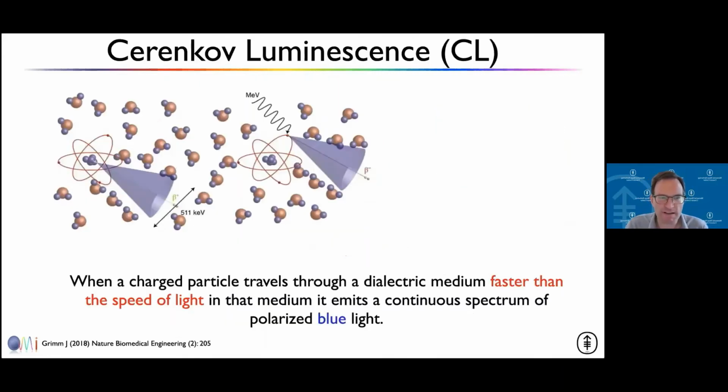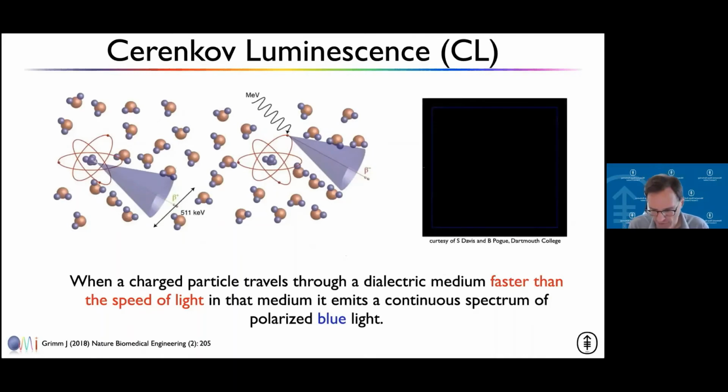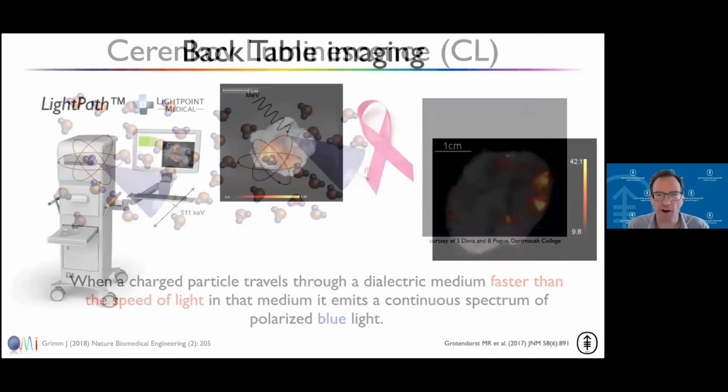And what happens is when a charged particle travels through a dielectric medium, so that's tissue, water, faster than the speed of light, it emits a continuous spectrum of blue light, but it goes down into the visible and even further. This is an example of a positron going into a tank of water from Brian Coke, now in Alabama, Pittsburgh actually. And you see the shower of photons coming off there.